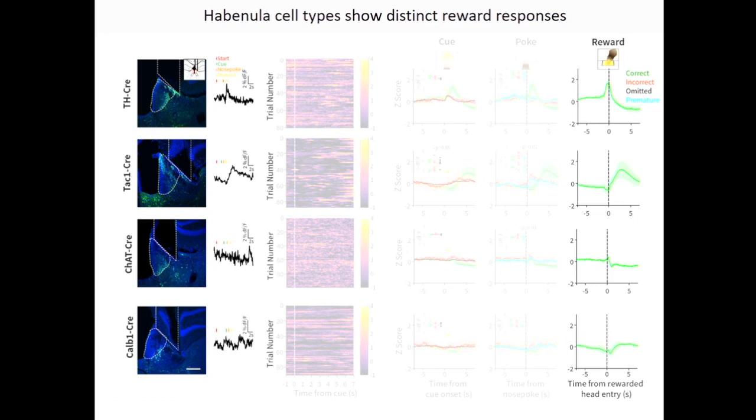Of course, reward is incredibly salient for this water-deprived animal. So it's not all too surprising to see a reward response here, but I think what's really interesting is that the temporal dynamics of this reward response differ depending on the cell type.